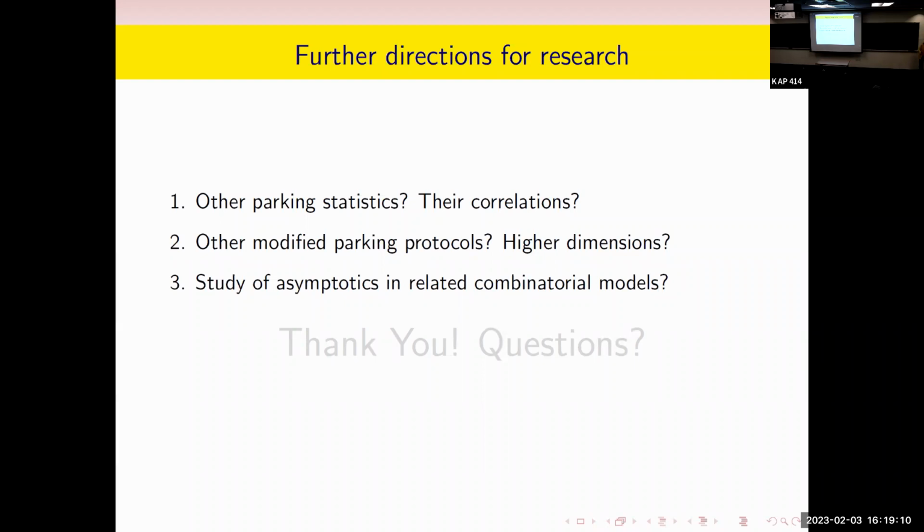Are there any questions? Yes. So you mentioned the G marking function.